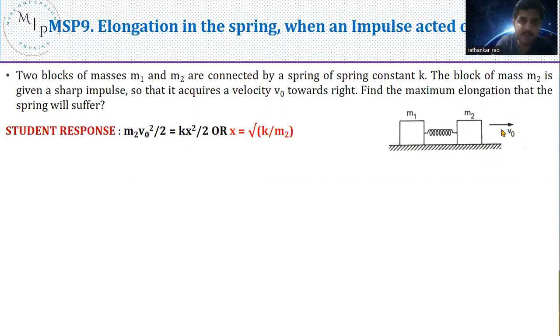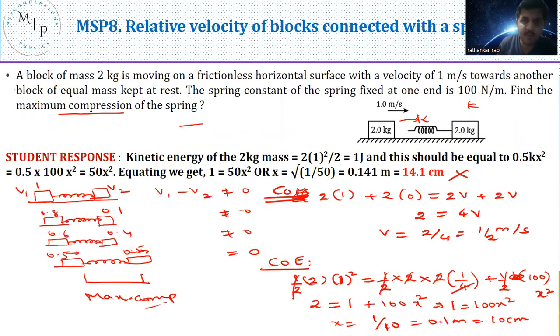If you remember yesterday's problem, let me go back to it. In that problem, you had one spring and two blocks. This mass started moving with a uniform velocity and it hit the spring. As a result, one of the major concepts you need to use here is that the relative velocity of the blocks connected with the spring is equal to 0. In that case, there is a maximum compression being observed. That's what we had seen.